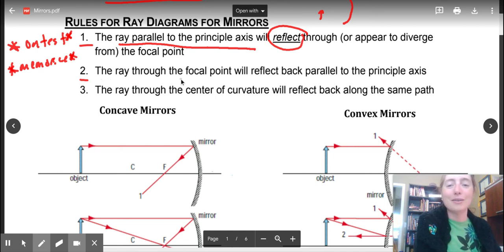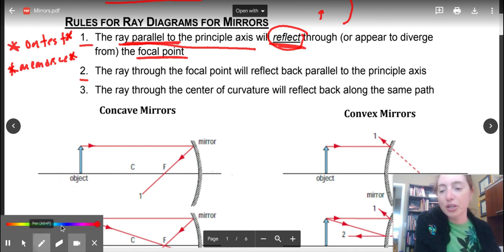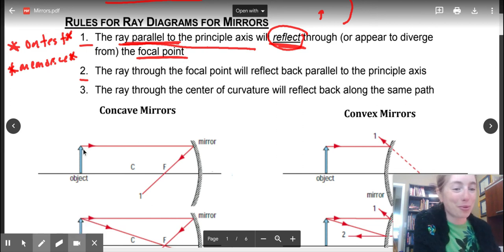It's cool. All right, so this one here, rule number one, we're looking at with these guys too. Any ray that is parallel to the principal axis is going to reflect or appear to reflect from the focal point. I'm going to switch colors here, and I'm going to use, why not, dark blue to represent rule number one. So here's rule number one.